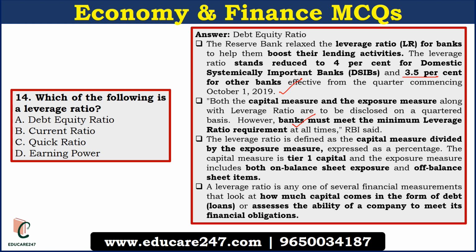Leverage ratio is defined as capital measure divided by exposure measure. It is expressed in terms of percentage. The capital measure is tier 1 capital, and the exposure measure is both on-balance sheet exposure and off-balance sheet items. That is a very important point. While looking at the leverage ratio, one can say how much capital has come from debt or loans, and it also talks about the company's ability to meet its financial obligations. So that is a very important ratio when it comes to a company's finances or financial health.